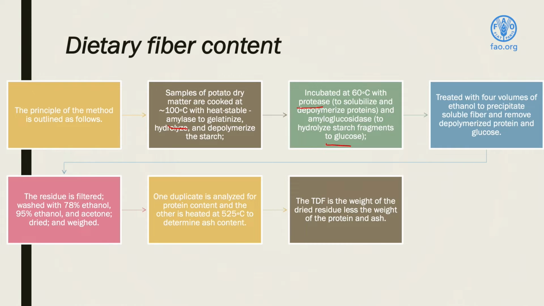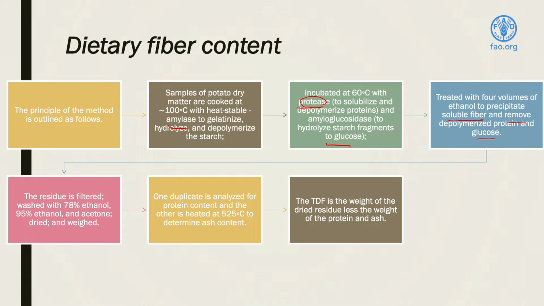It's a very similar procedure to the starch content, but in this case, protease is also added. Treat with 4 volumes of ethanol to precipitate soluble fiber and remove the depolymerized protein and glucose. Then filter, washing the residue with 78% ethanol, 95% ethanol, and acetone, and dry and weigh.